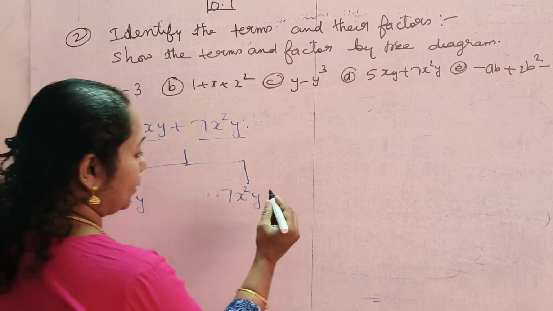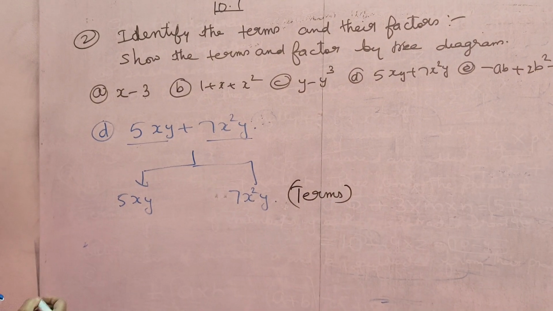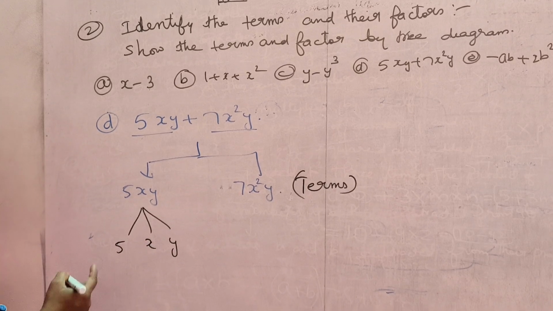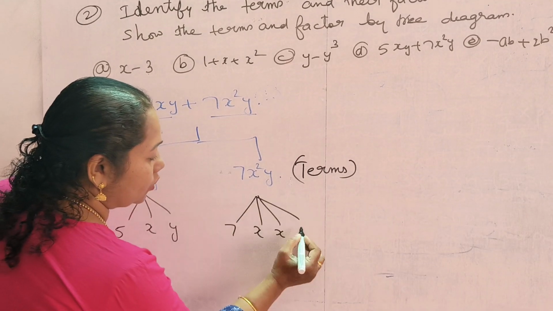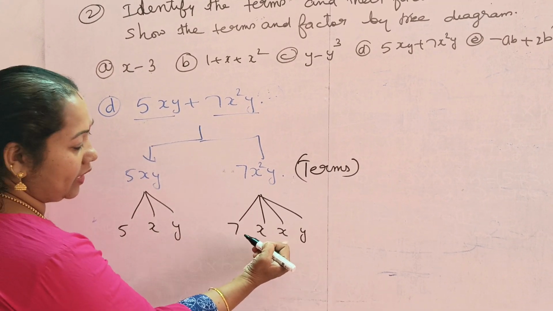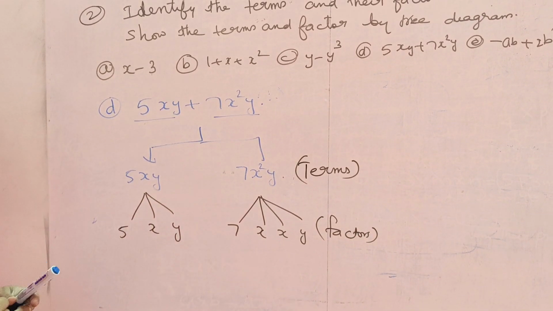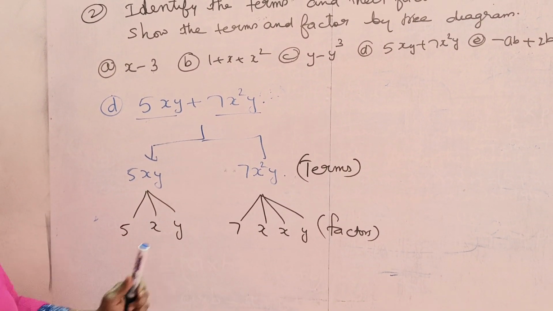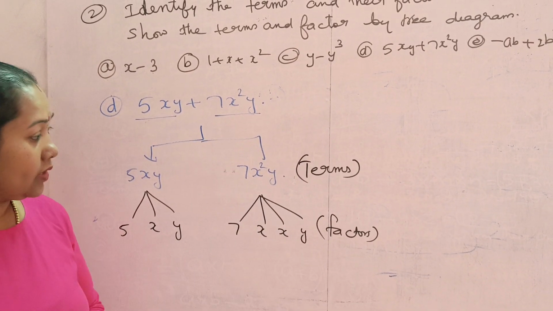So, we have to write here the terms. So, how many factors are there? 5, the other one is x, the other one is y. And in this case, 7, x, x, y. So, 5xy is a term and 5, x, y are the factors. 7x squared y is a term and 7, x, x, y are the factors.